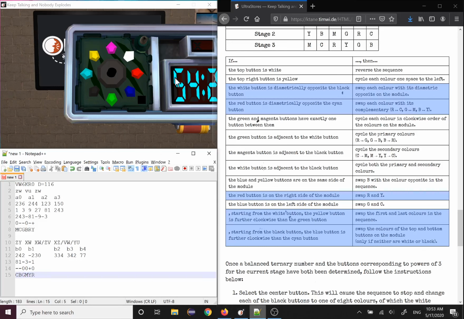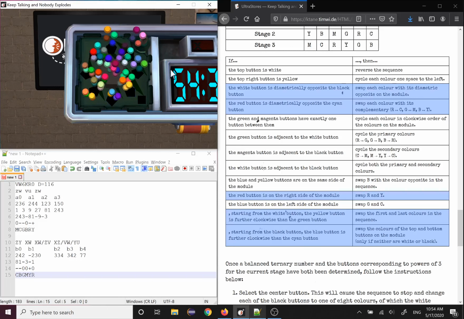Right, so this is our submission sequence. We see negative initially, cyan, blue, white, yellow, and we're on the third stage.